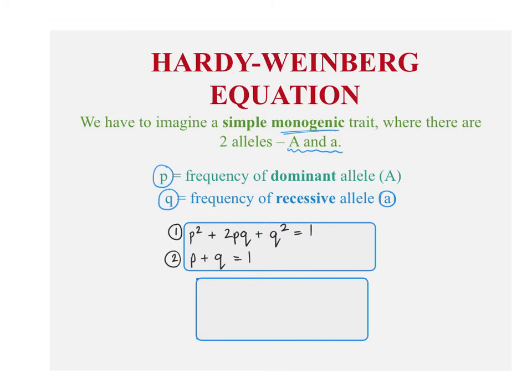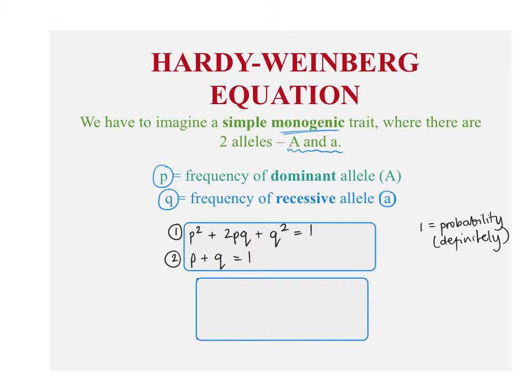And the second equation is P plus Q equals 1. You can see both of them are using the frequencies of the dominant and the recessive allele in their equations, and both of them equal 1. Remember that 1 is a probability, and that it is definitely going to happen.